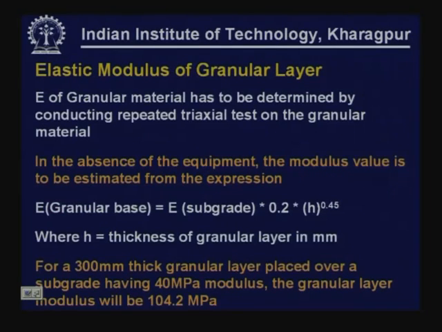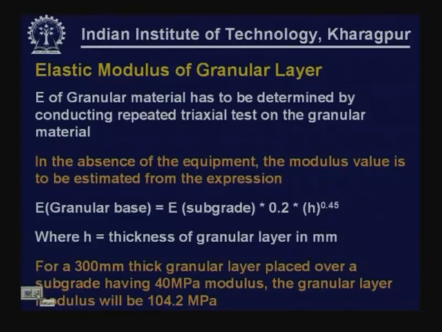Similarly, the granular layer material modulus value also has to be determined by conducting repeated triaxial test on granular material, but in the absence of equipment to conduct this test, this also can be estimated from the strength of the subgrade, which is represented by the modulus value of the subgrade, and also from the thickness of the granular layer that we are proposing to use. So, in the trial thickness, if we are proposing to use 300 mm thickness, we are checking whether this design is okay or not. So, our proposal is to use 300 millimeters of granular layer.